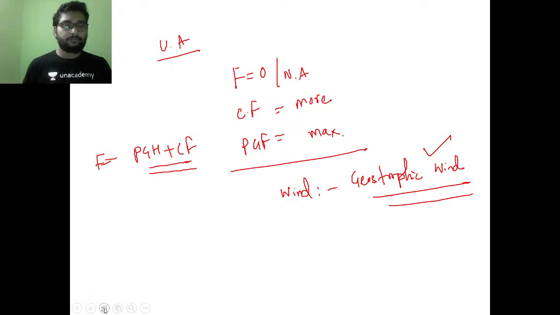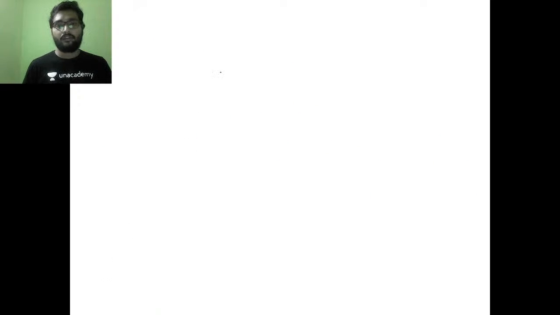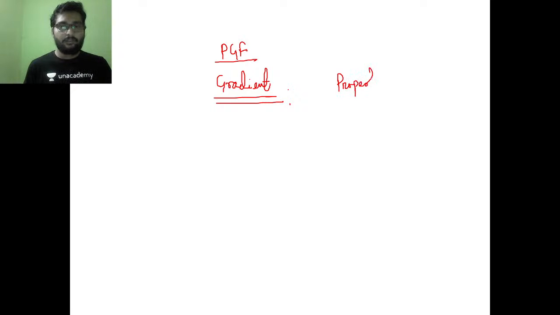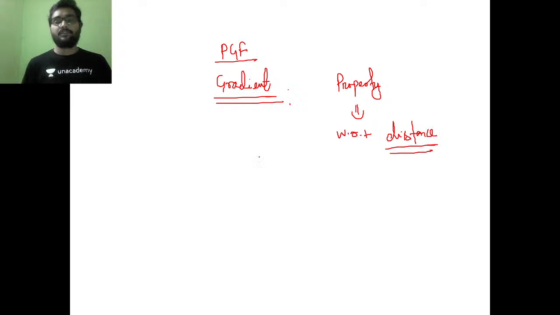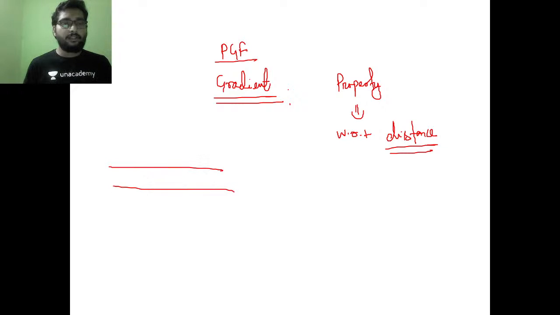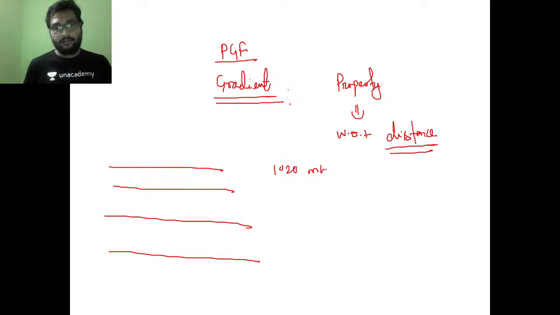The next factor is PGF, the pressure gradient force. To understand this, you need to understand the term gradient. Gradient means change in the property of a substance with respect to change in distance. When distance changes and the property changes, we call that a gradient. So the pressure difference is what we call the pressure gradient.